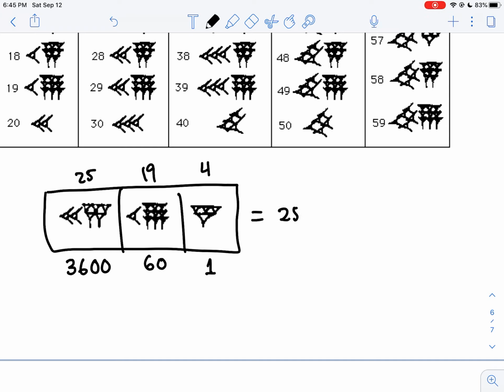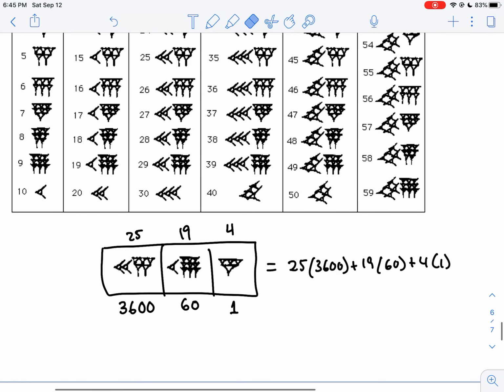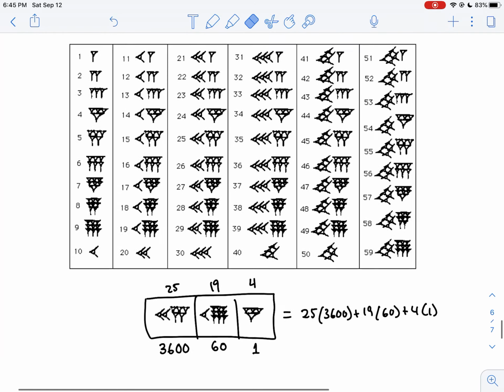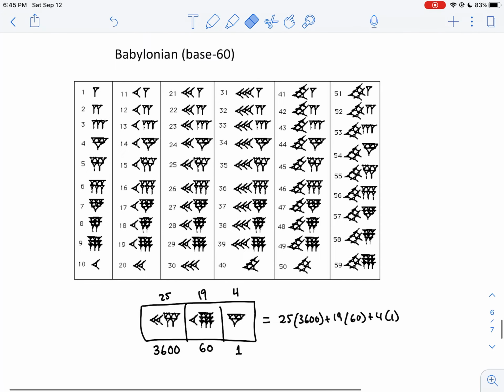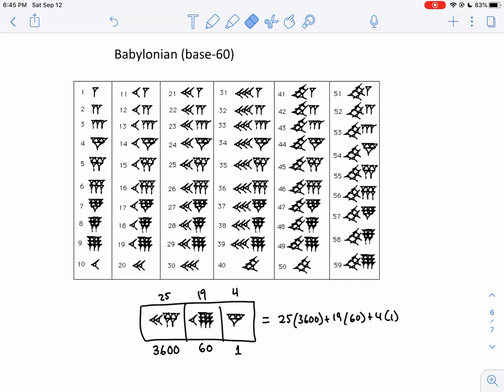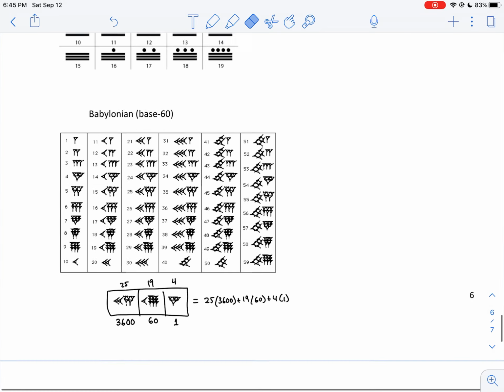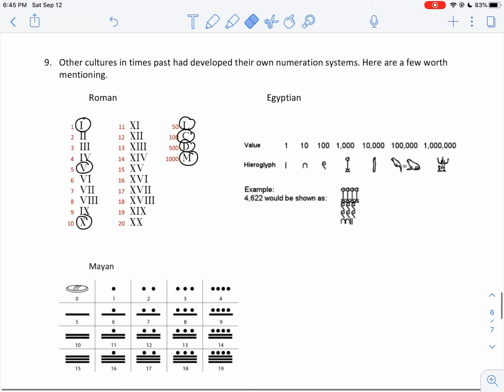In decimal, this would be the representative of, we have 25 3,600s plus 19 60s plus 4 1s. So we're going to get a rather large number out of all this. I'll leave it to you to compute that, but it doesn't take many symbols side by side to get to very large numbers. You know, a base 60 counting system compounds fast as far as quantities are concerned. Okay, that's it for this week's material.